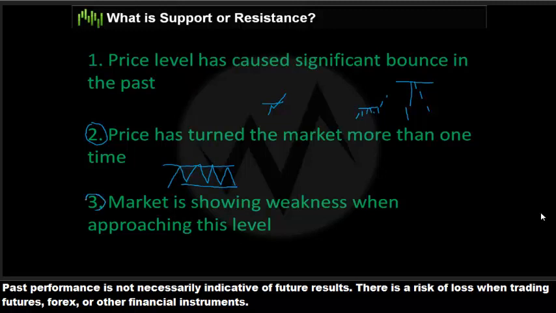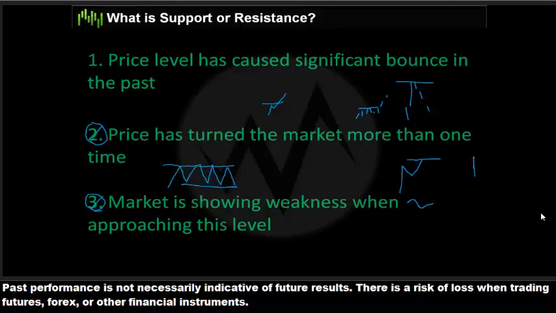Another thing that doesn't necessarily have to be true, so number 2 and number 3, they don't necessarily have to be true. It's a lot better if they are, meaning the market's showing a sign of weakness when it's approaching that level. For example, if the market has a bearish divergence where we have high prices, but our indicators have gone lower, that's oftentimes a good sign that it's going to respect the resistance.